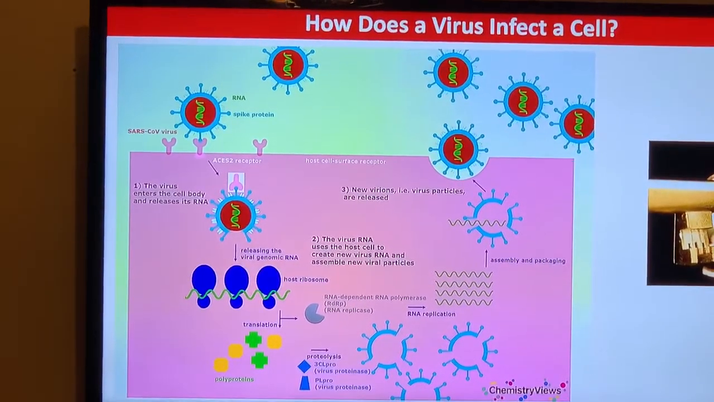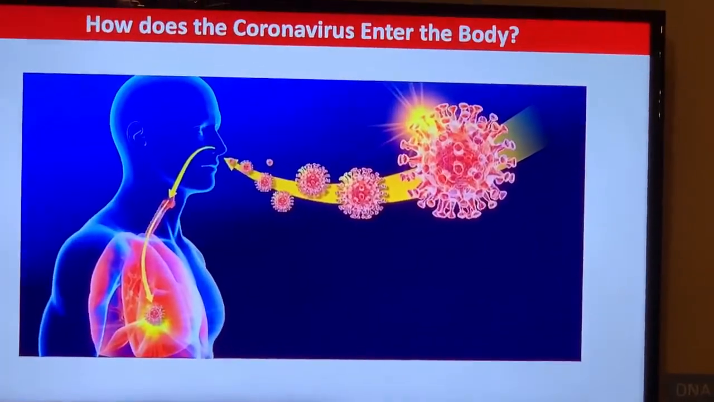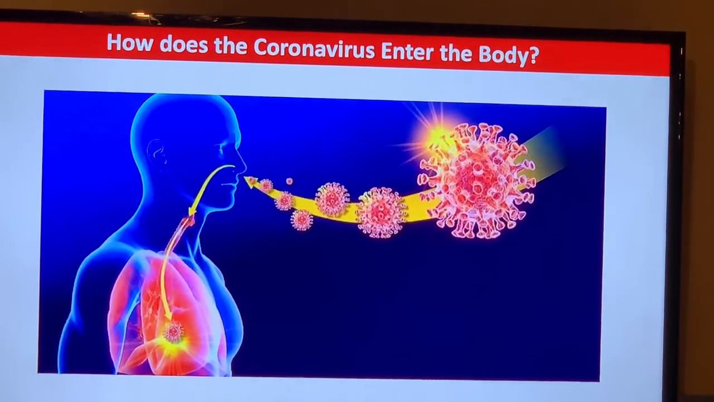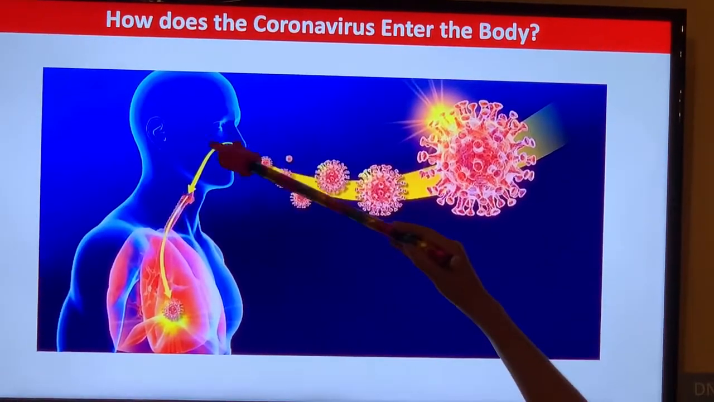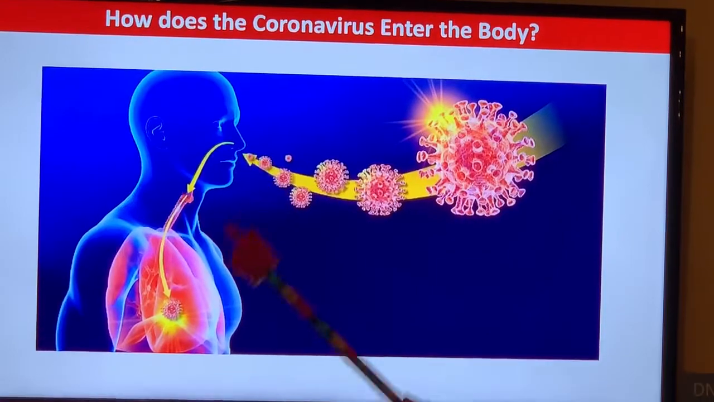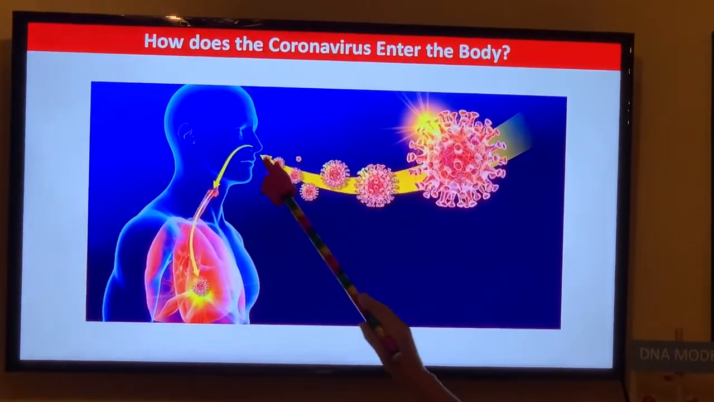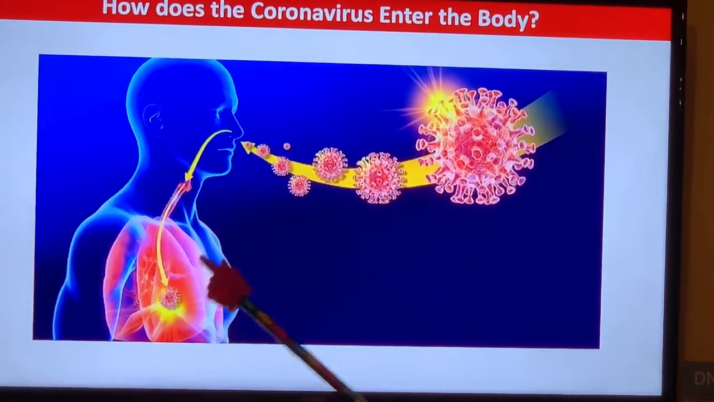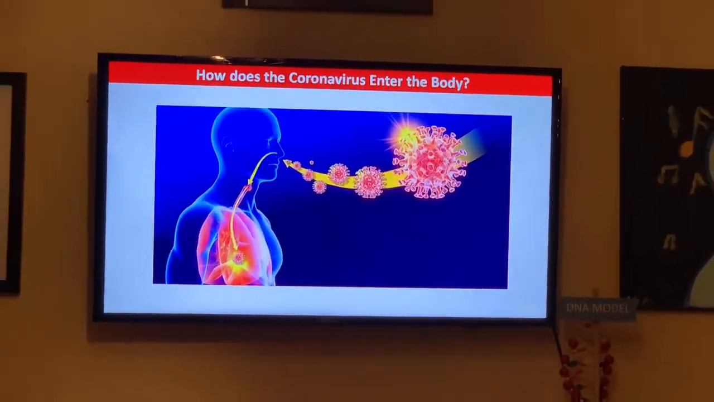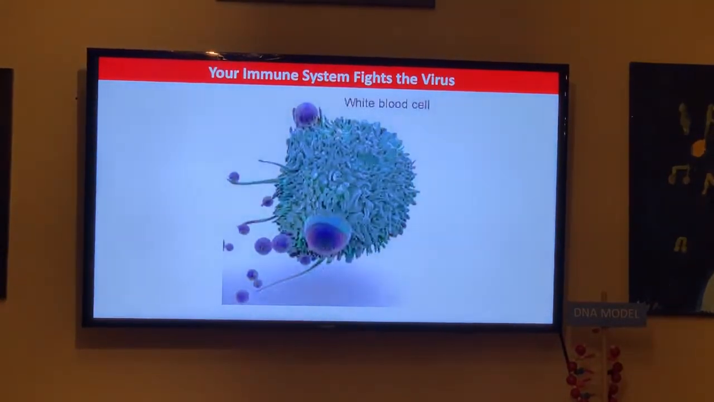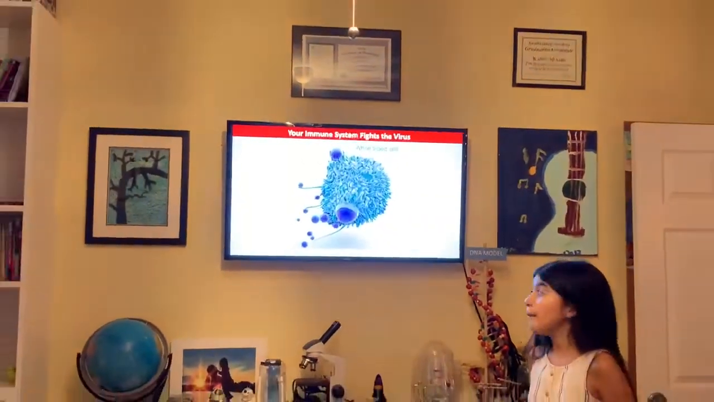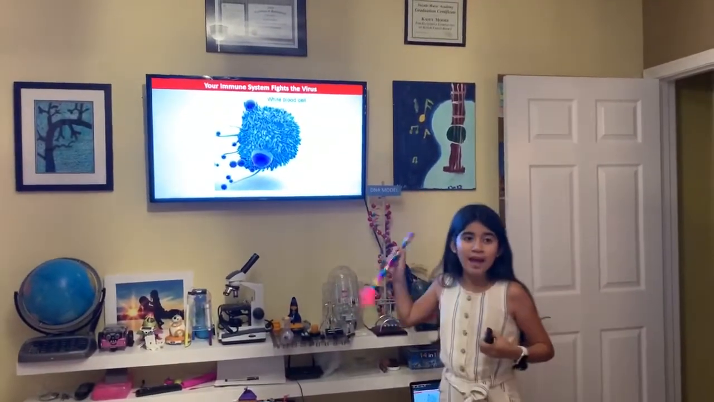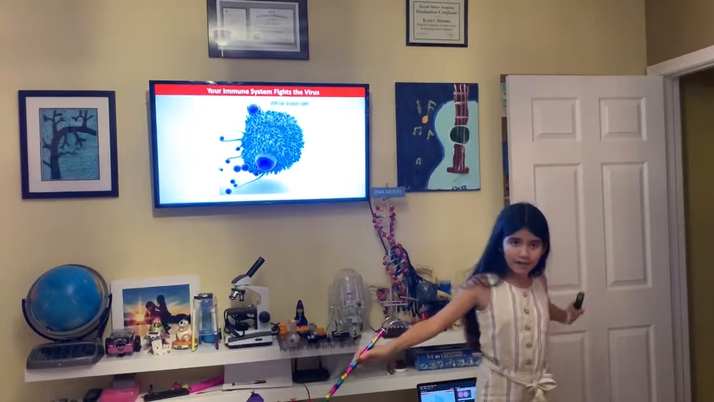So, let's see now how the coronavirus enters the body. The coronavirus only enters the body in 3 places: the eyes, the nose, and the mouth. So the coronavirus enters, let's say, your nose, and then goes all the way down and can affect your lungs. So, this is your immune system fighting the virus. Your immune system is like the warriors that defend your body against any virus.